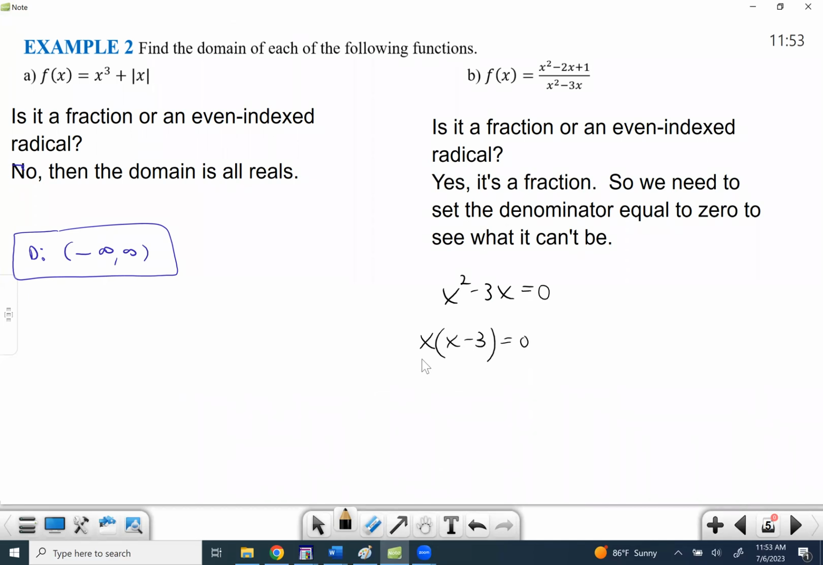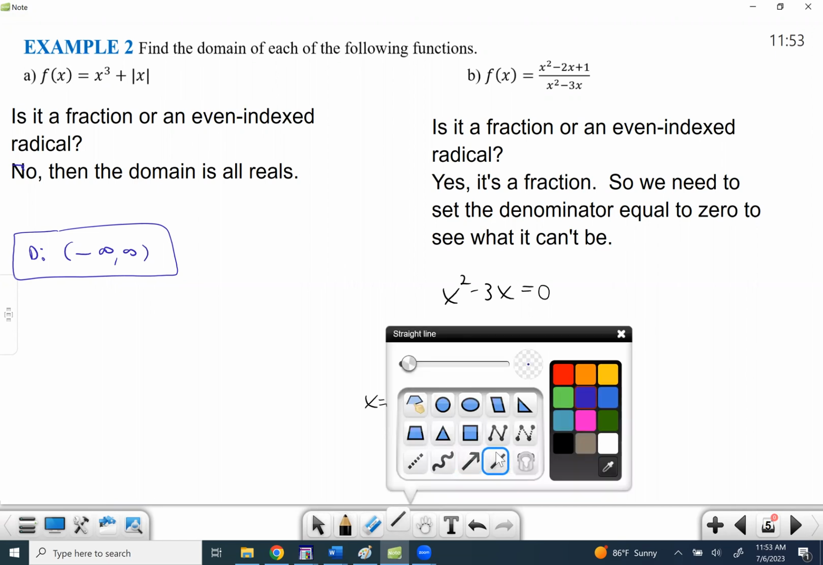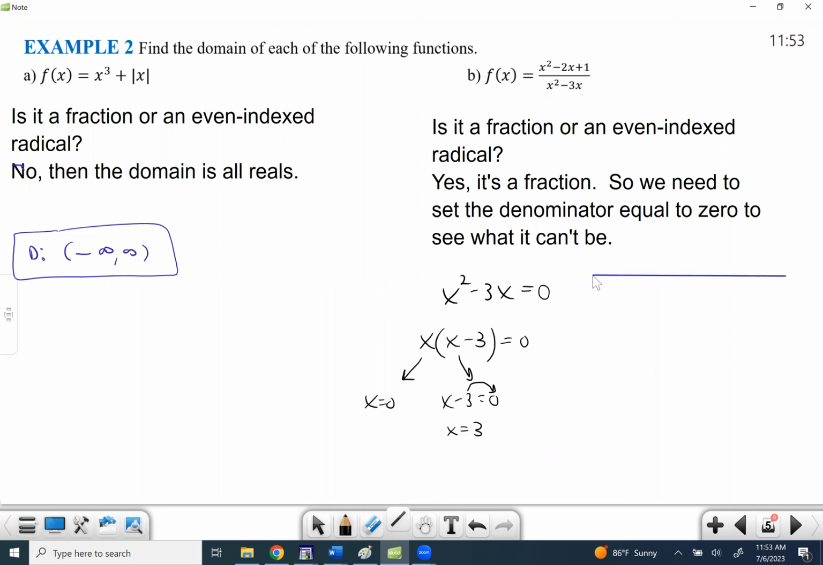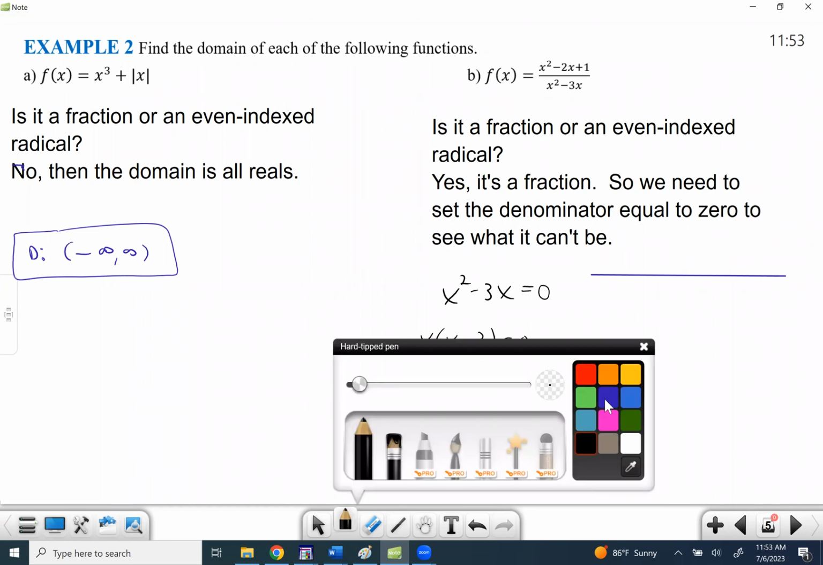And then we're going to set each piece equal to 0. So I just moved the 3 over to the other side, you guys, by adding it over, and that's why it became a positive. So these are the things that x cannot be. So if I'm looking at a number line, I always like to use a number line, it helps me.